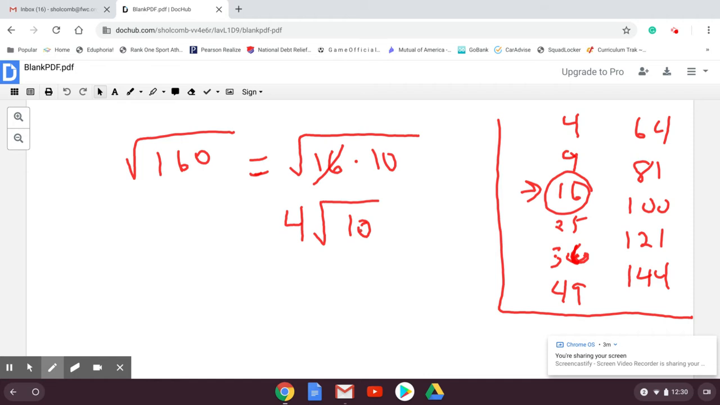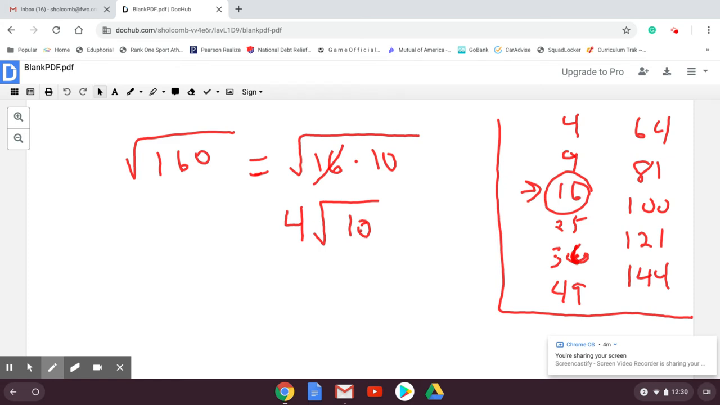It's just easier to say. 4 radical 10 is the same thing as saying 4 times the square root of 10. But it's a much easier number to deal with, and it's an exact number. If you were to check it on your calculator, you would find that the square root of 160 gives you the exact same decimal number as 4 times the square root of 10. And so we're going to go about doing this.